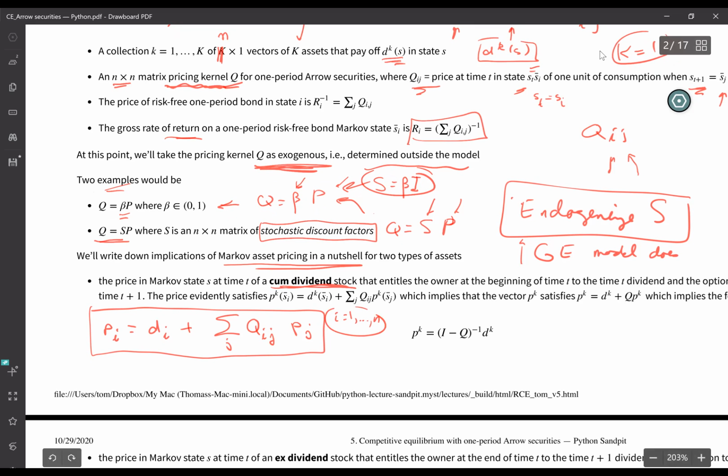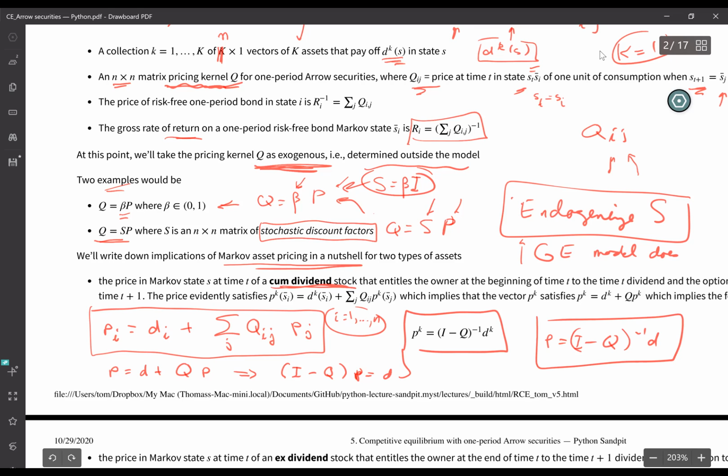If I stack this up, I get P equals D plus QP, and that implies that I minus Q times P is equal to D, and that implies this formula, that P equals I minus Q inverse D. So that's my price for a cum dividend stock.